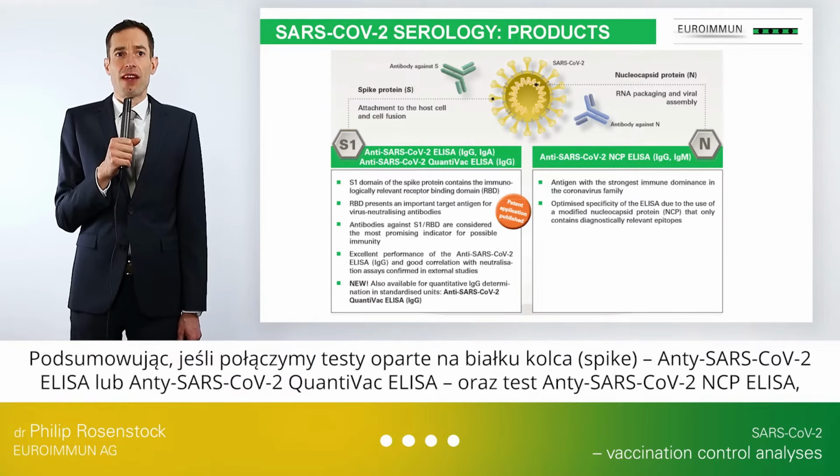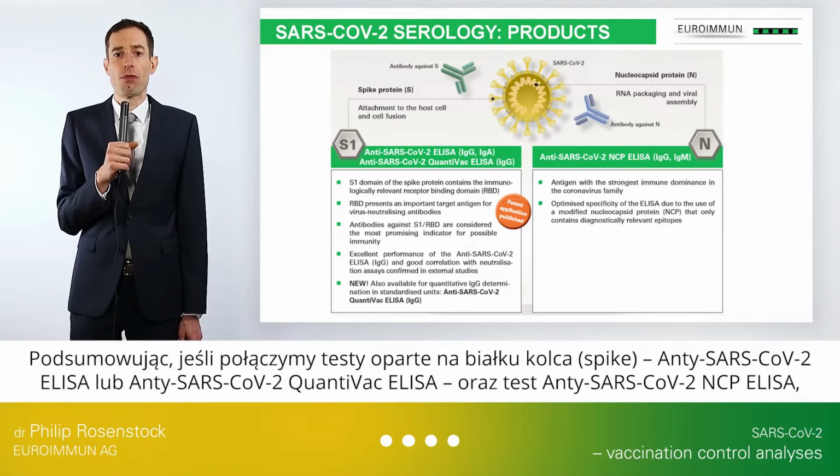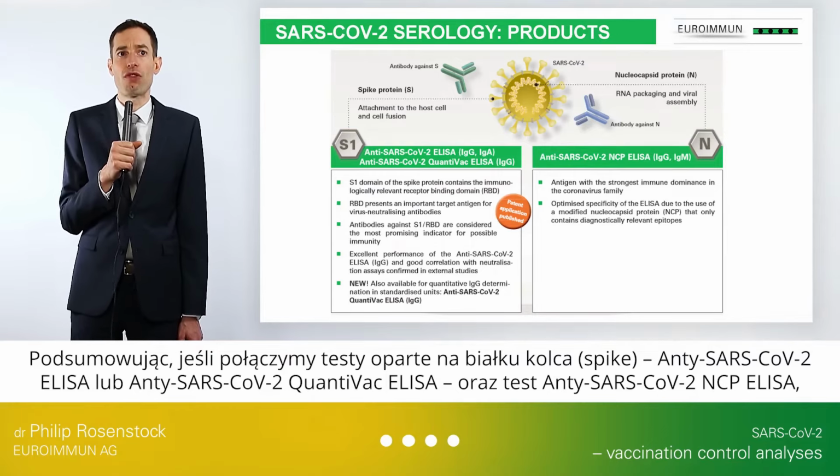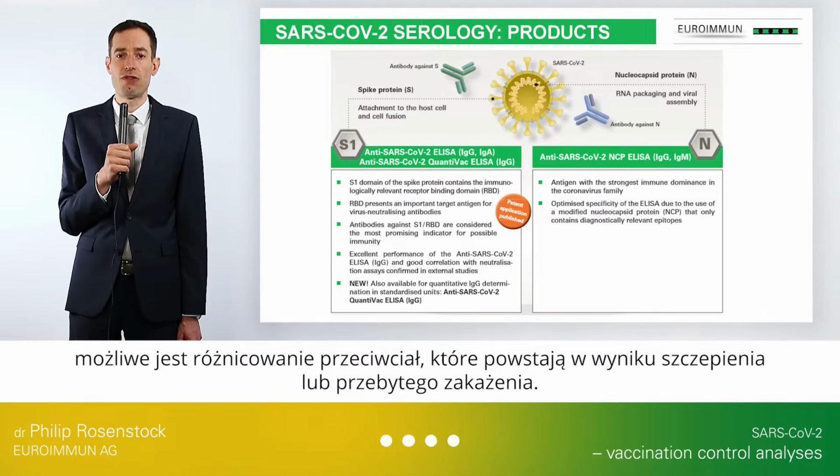So that means, in summary, if you combine our assays, the spike S1-based SARS-CoV-2 ELISA or SARS-CoV-2 Quant-T-Cell ELISA and our SARS-CoV-2 NCP ELISA, you can differentiate between antibodies that are triggered by vaccination or by wild-type infection.